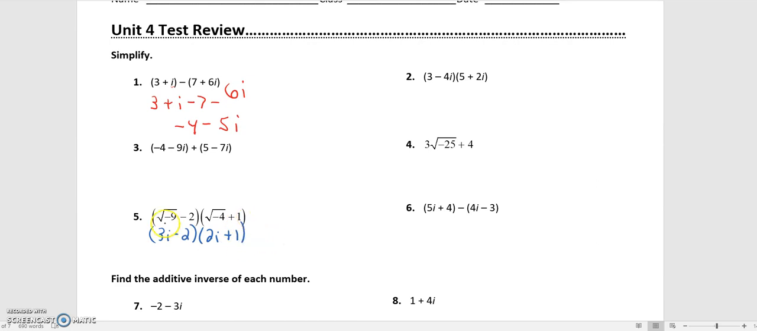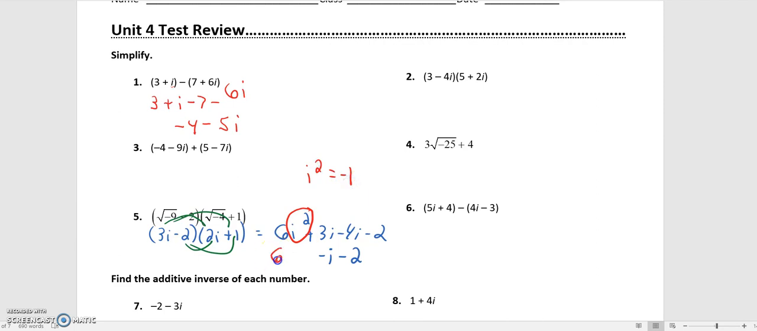At that point, you can then go ahead and FOIL: first, outside, inside, last. That's going to give you a 6i squared. Don't forget to square the i times i, plus 3i minus 4i, and then minus 2. Combining your like terms, the 3i minus 4i gives you a negative i minus 2. As far as the 6i squared, please remember that i squared equals negative 1.